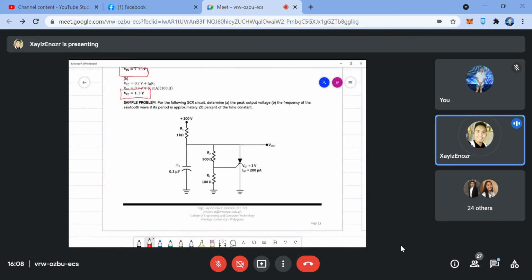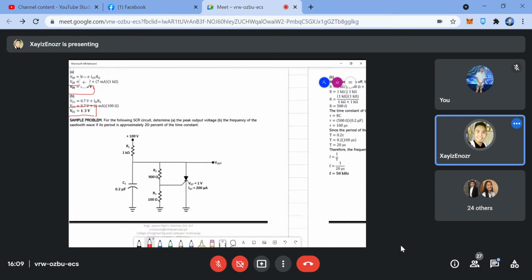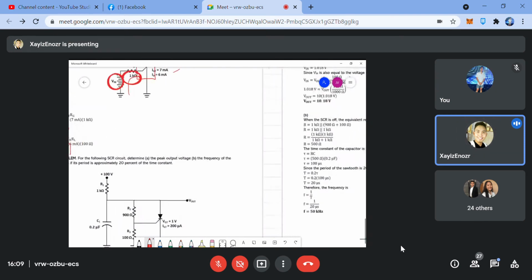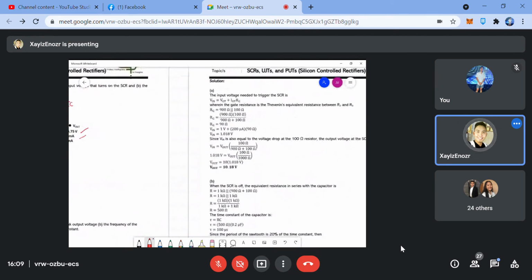Next, for the following SCR circuit, determine the peak output voltage, the frequency of the sawtooth wave if its period is approximately 20% of its time constant. Okay. So, ito na. Meron tayong circuit dito. So, we have here capacitor C1, 0.2 microfarads. We have R2 and R3. Okay. So, paano ba siya? So, first, we have to determine the peak output voltage.